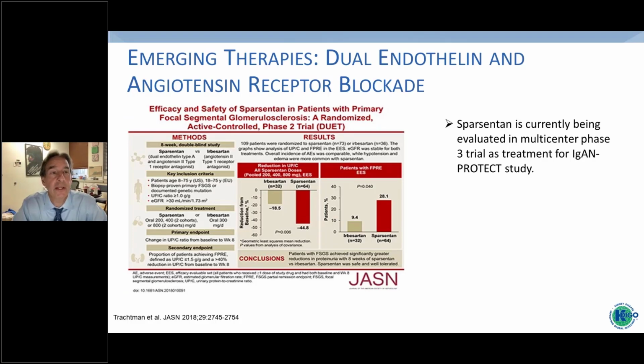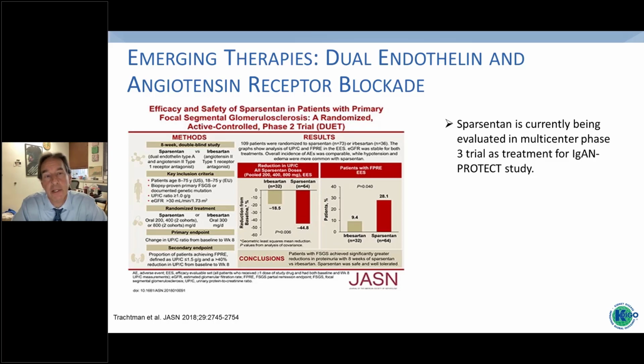Furthermore, dual endothelin and angiotensin II receptor blockade is possible in medications, and there's already been phase 2 data with sparsentan demonstrating, as you can see in this figure, in focal segmental glomerular sclerosis, that treatment with sparsentan versus an angiotensin II receptor blocker led to greater reductions in proteinuria and greater achievement of what was called fractional partial remission, a condition which has been associated with reduction in hard outcomes in focal segmental glomerular sclerosis.